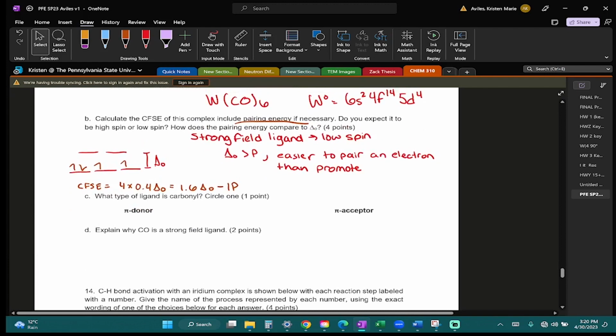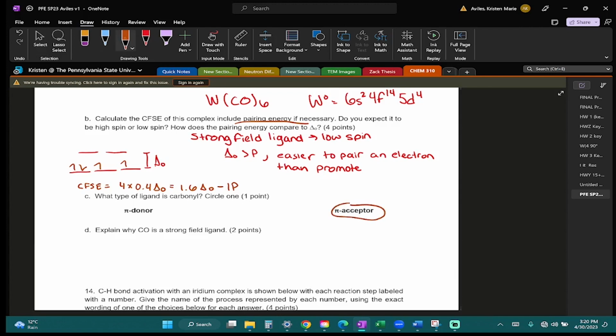All right, what type of ligand is carbonyl? Is it a pi donor or a pi acceptor? Pi acceptor. So typically, the way I've learned to remember this is when I've thought about my spectrochemical series, my weak field ligands are typically sigma donors only. Then my middle field ligands are sigma donors and pi donors. And my strong field ligands are sigma donors and pi acceptors. Now this isn't always the case, there's some mixing around in the series, but I know that whatever my strong field ligands are, if they can pi back bond, that means they're pi acceptors. They're accepting electrons from our metal center.